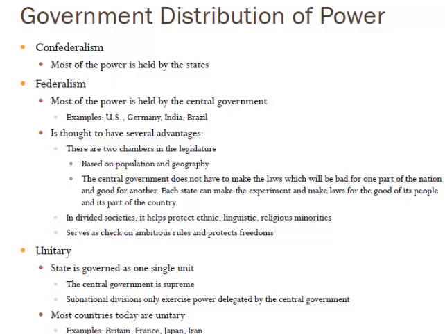Splitting of power between the federal and the state governments, and even within the federal government, splitting the power between the executive and the legislative and the judicial branches, which means the presidency, Congress, and the courts, and even within the legislative branch, within the lawmaking branch, within Congress, of splitting it again into a House of Representatives and a Senate.